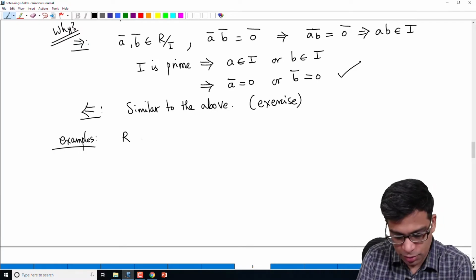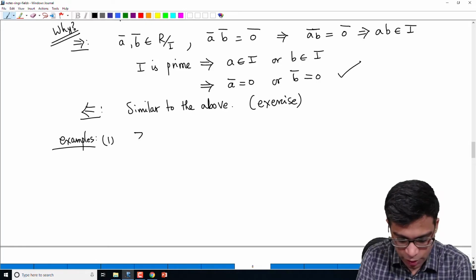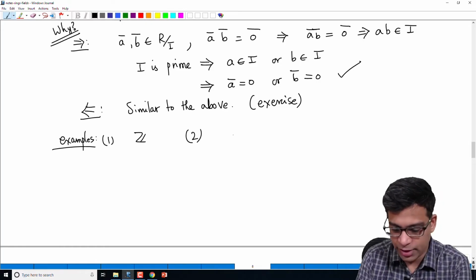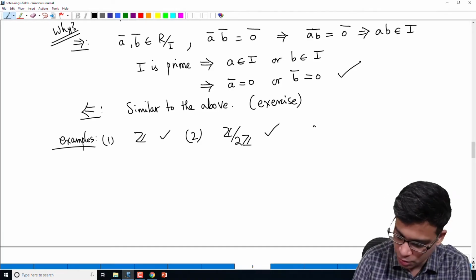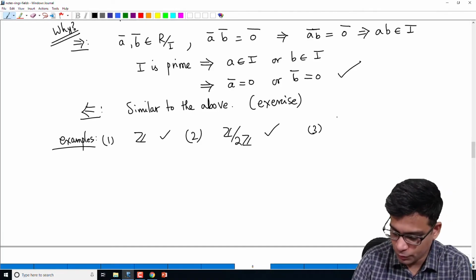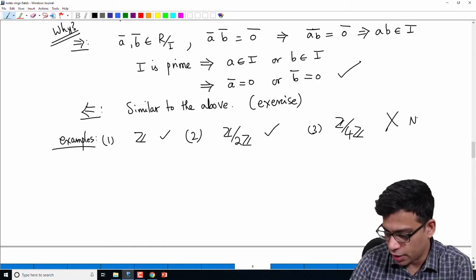So suppose R is an integral domain. As I told you earlier, Z is an integral domain. Another example would be Z mod 2Z. This is an integral domain. What about Z mod 4Z? This is not an integral domain.